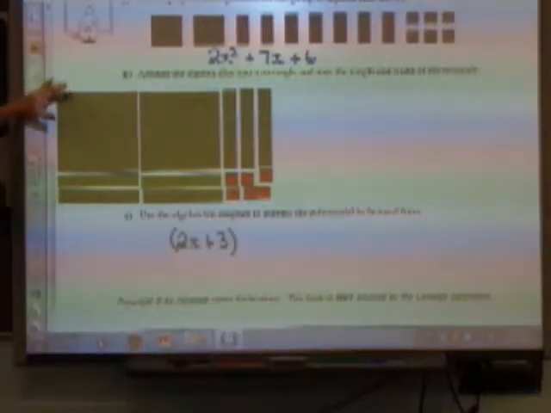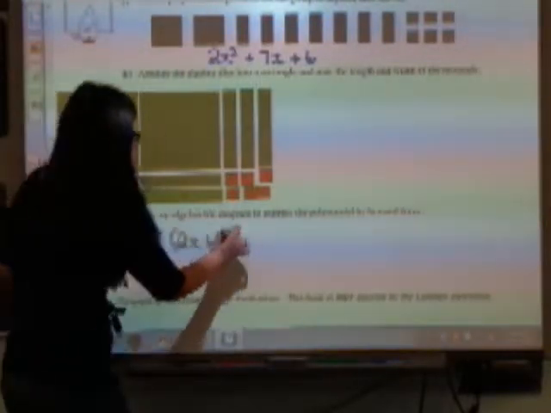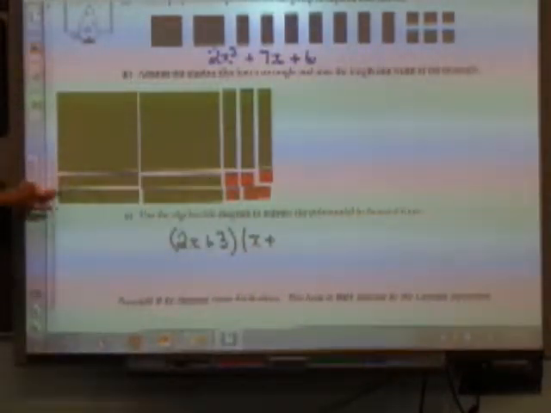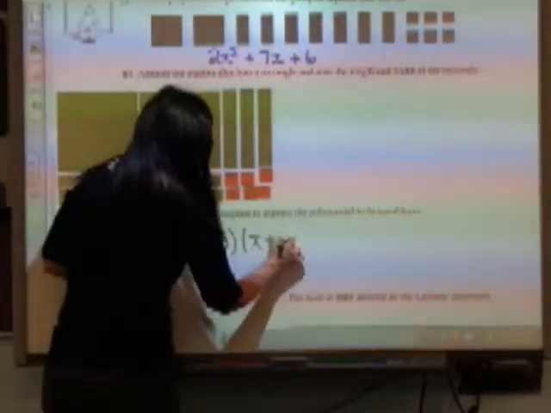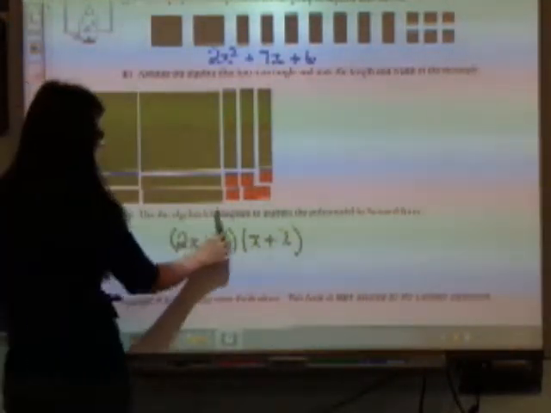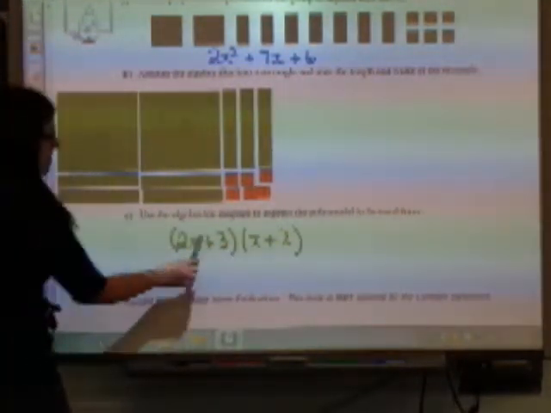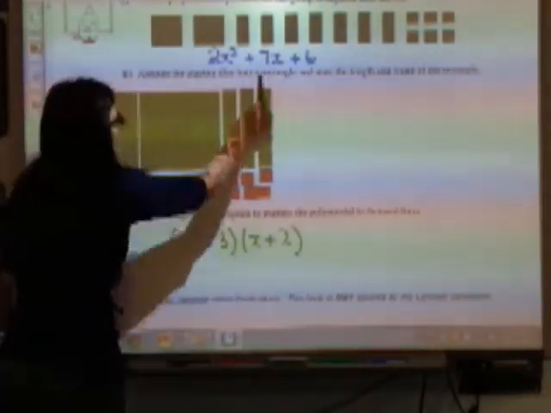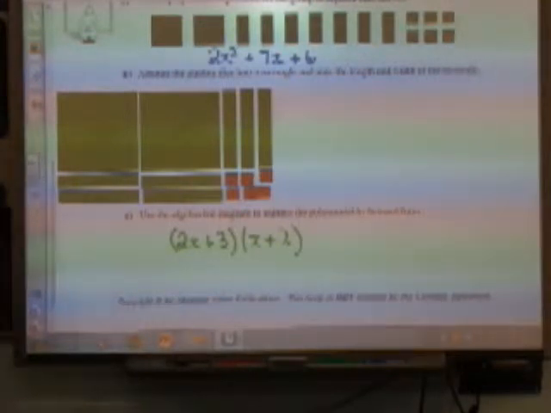And then if I go down the side, this length here is another x. And then I have two more, x plus 2. And if you were to FOIL this out, you would see there's my 2x squared, there's my 6, and 4 and 3 gives me my 7. So that's using decomposition.